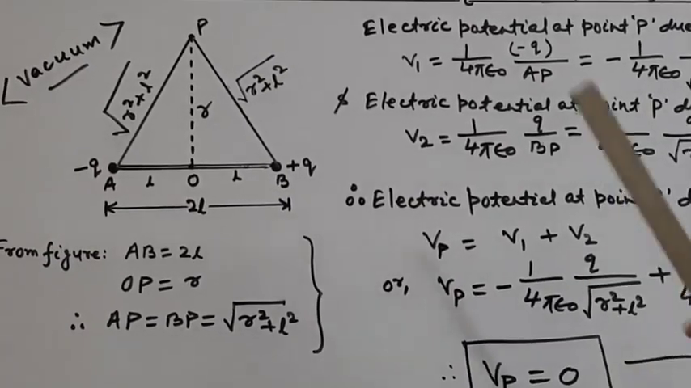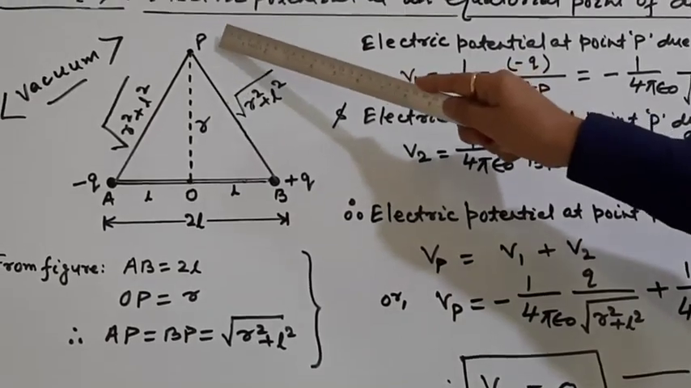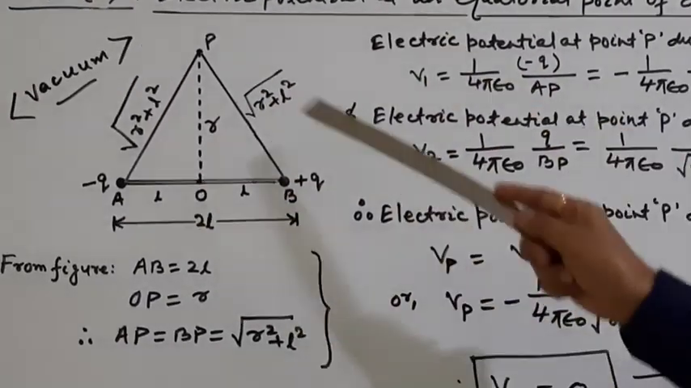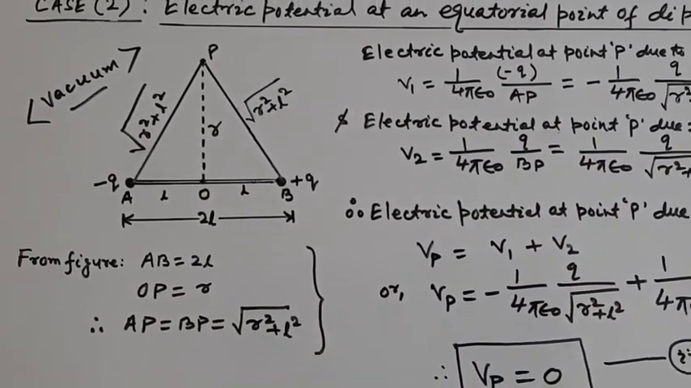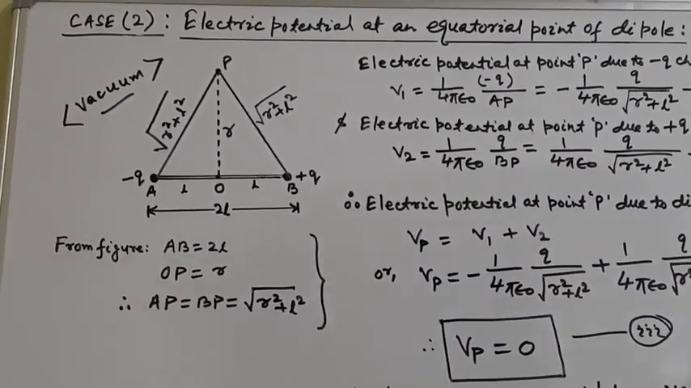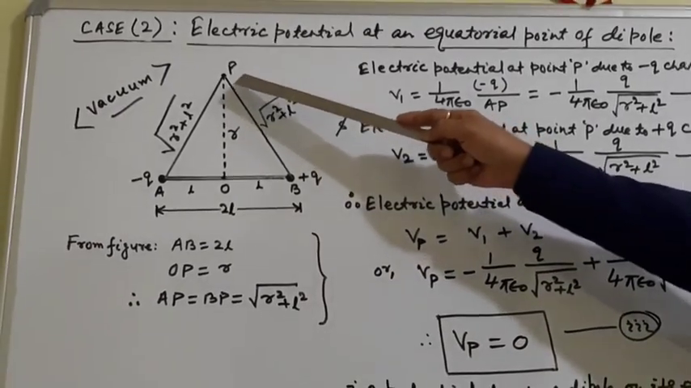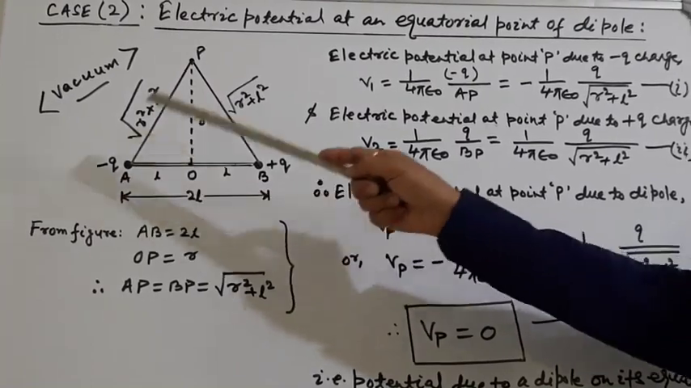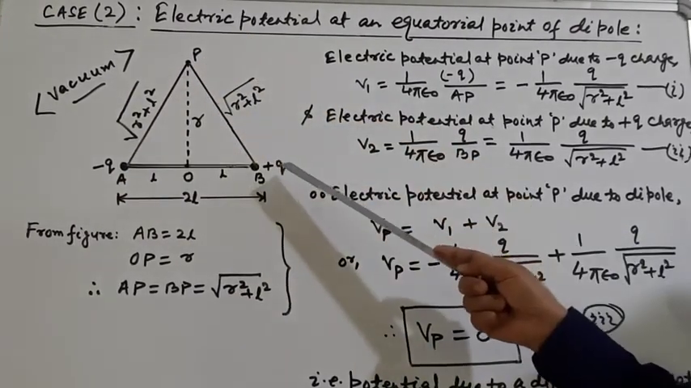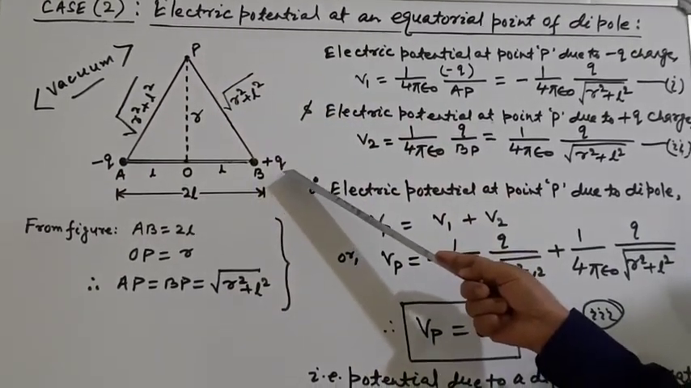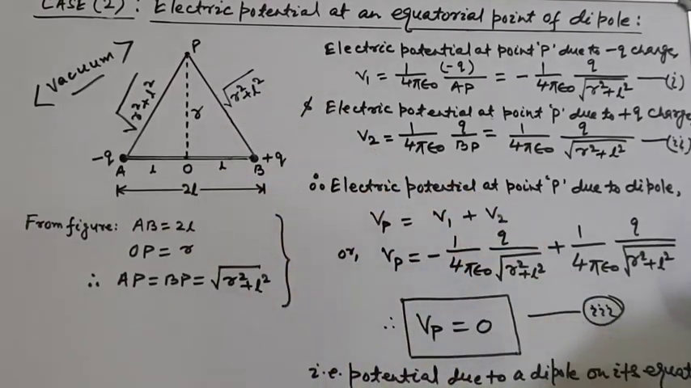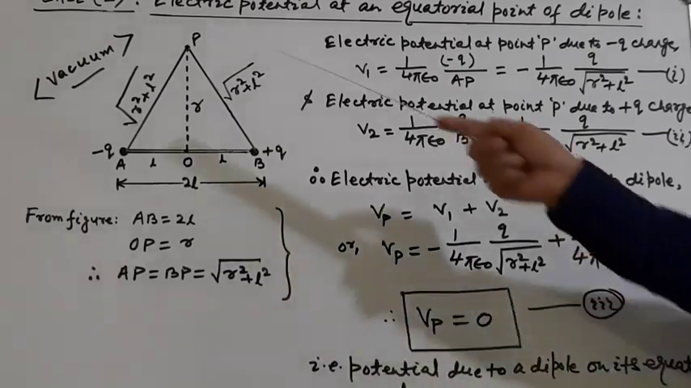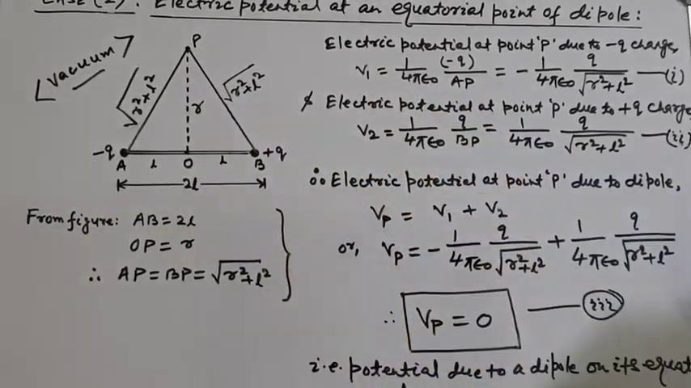Now, in order to find the electric potential at point P on the equatorial line of this dipole, what shall we do? Like the previous case, we shall calculate the potential at P due to minus Q charge, then the potential at P due to plus Q charge, and after this we shall add both the potentials. This will give the value of potential at P due to this dipole.